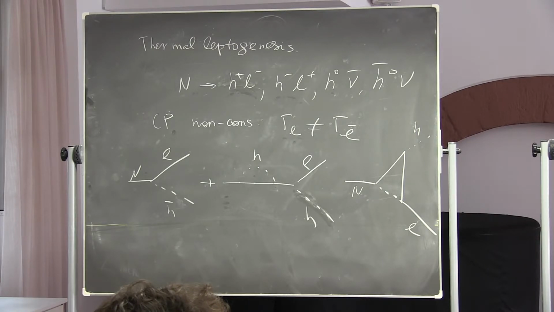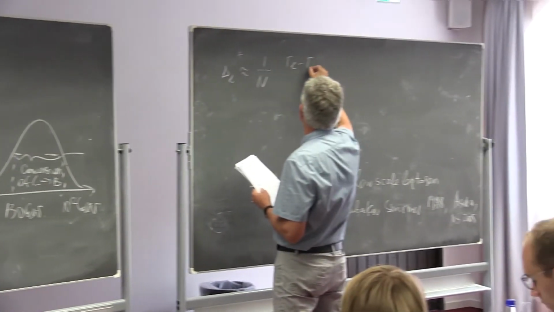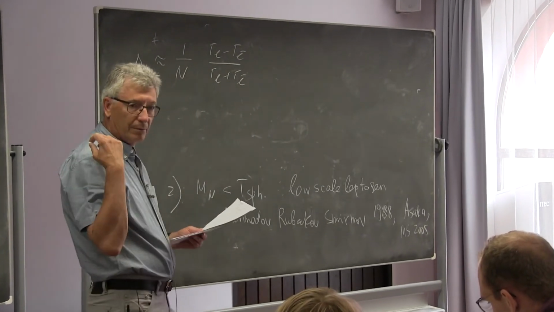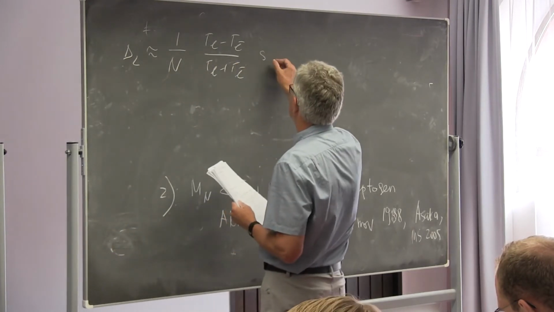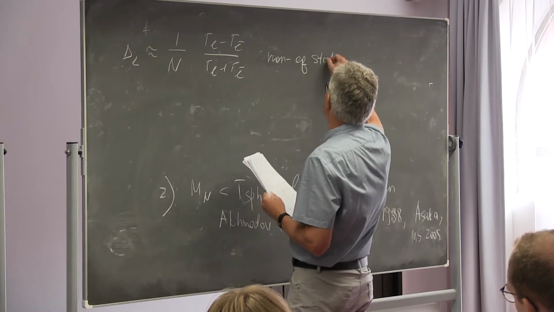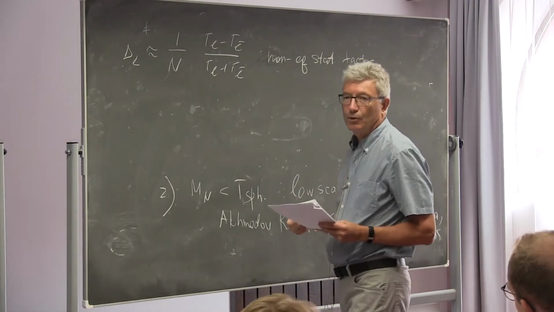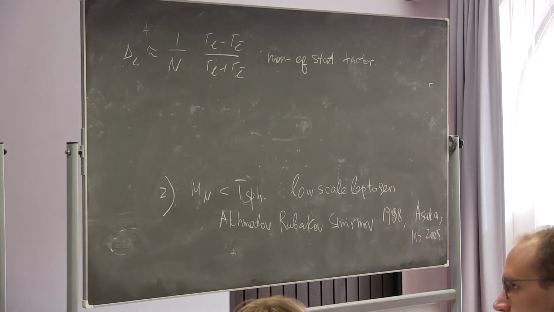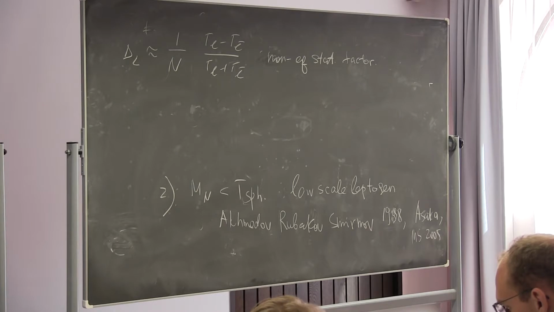Okay, so the final result for lepton asymmetry will be of the order of 1 over the total number of degrees of freedom, then the asymmetry in gammas, gamma L minus gamma anti-L over gamma L plus gamma anti-L. So that's what we can compute by doing thermal diagrams. And then there is the non-equilibrium statistical factor. And this non-equilibrium statistical factor accounts for whether the process of decay of this particle occurs in thermal equilibrium or out of thermal equilibrium.